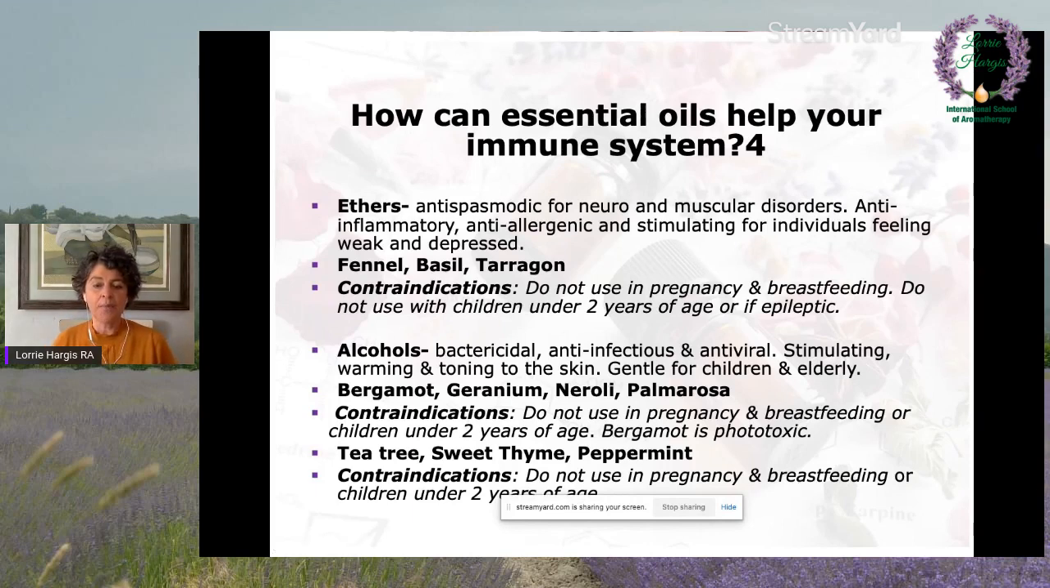Yes, bergamot is phototoxic because of the bergaptene in it. That's what makes it phototoxic.